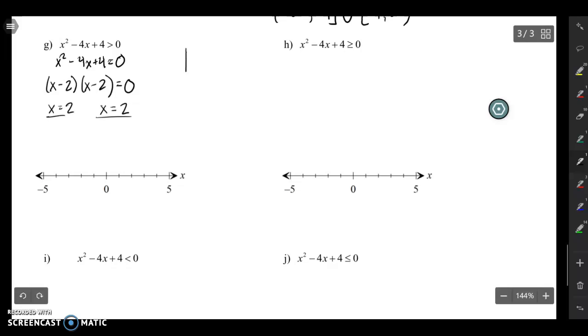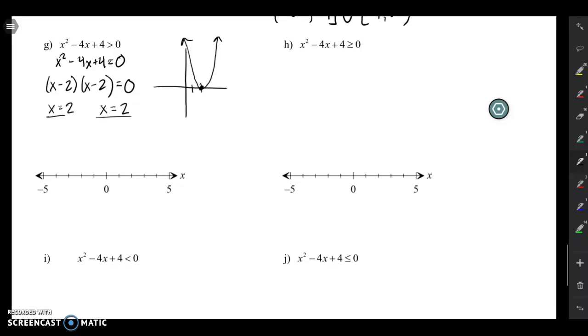So let's sketch a graph of this and see what it'll look like. I know that my only x-intercept is going to be here at x equals 2, and my parabola is opening up. So it's going to look something like this. That's what my graph is going to look like actually for g, h, i, and j. So let's just go ahead and highlight on this parabola the solutions for g.